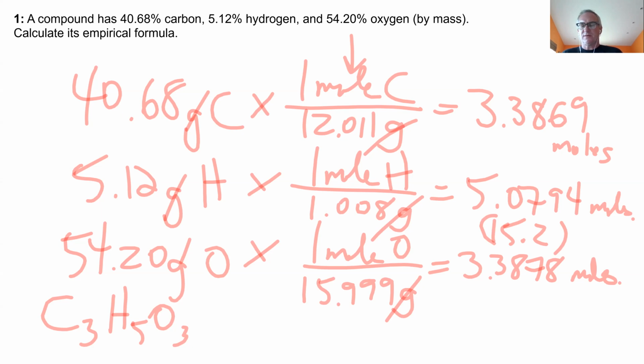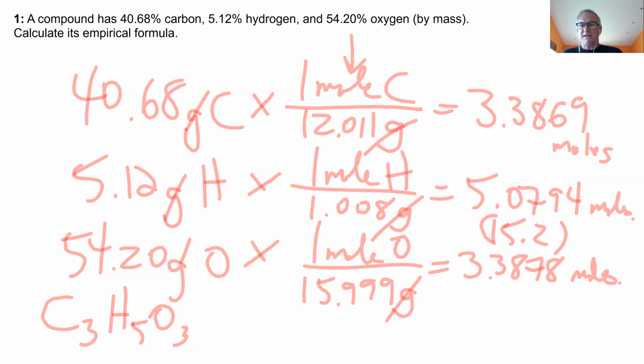That's 15.2. Someone else had an idea: when you divide 3.3869 by 5.0794, you get 0.66689 something. You are close enough to 2/3. That's still a fraction. I don't want a fraction. So carbon is two, and H is 3, and oxygen is 2.